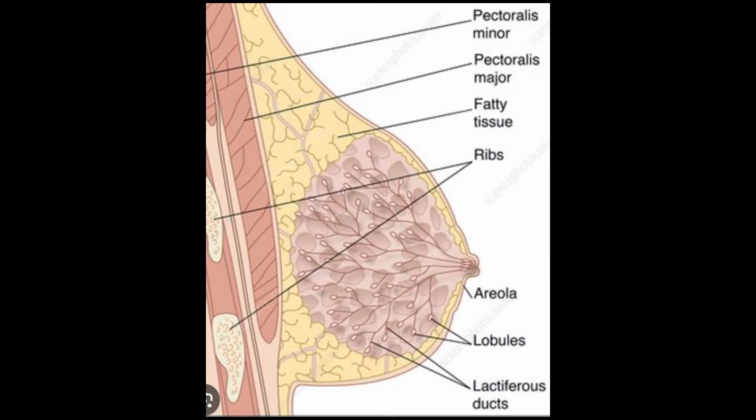Now come to the breast area. You can appreciate that there are fatty tissues, and on top of the fatty tissues there are multiple lobules which are connected with the lactiferous ducts. In the previous image we saw the ducts. These ducts are termed lactiferous ducts, and all these ducts communicate to the surface by the areola and by the nipple of the breast.